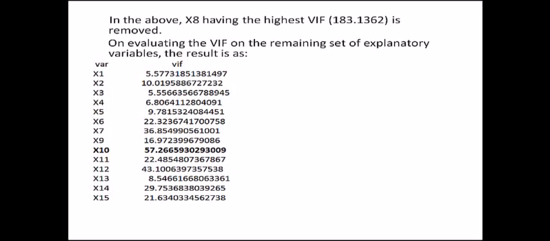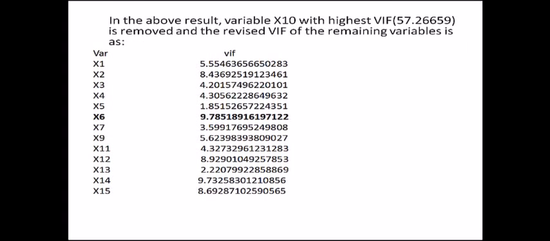Therefore, the next idea is to drop X10 from this list of all the explanatory variables and run the regression again with the remaining 13 variables and the dependent variable. So, after dropping X10 from my analysis, I have 13 variables left, and after running the regression once again, I am left with these values of the VIF. Here I see that the variable with the highest value of the VIF is X6 with 9.78 as its VIF. So I drop X6 from my analysis and then I am left with 12 variables.